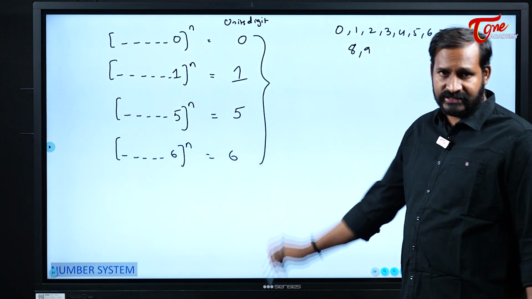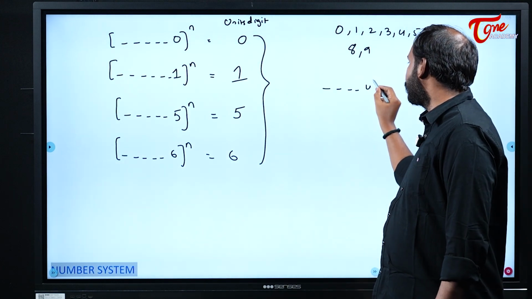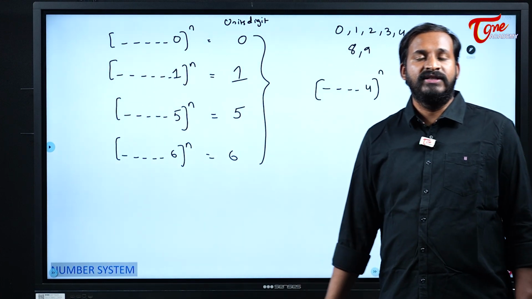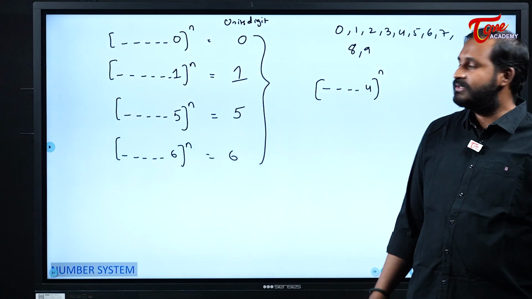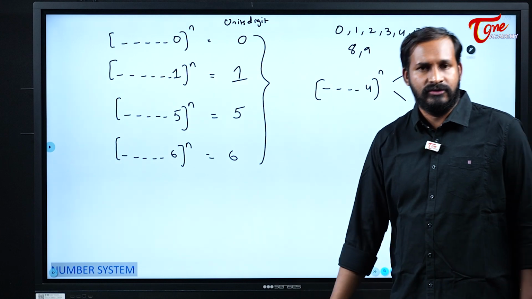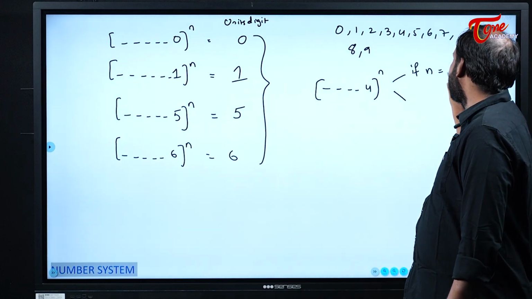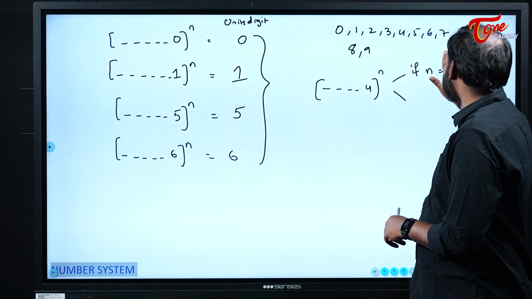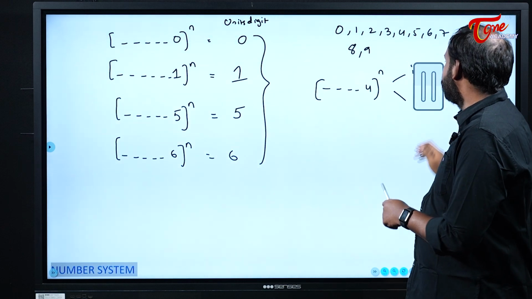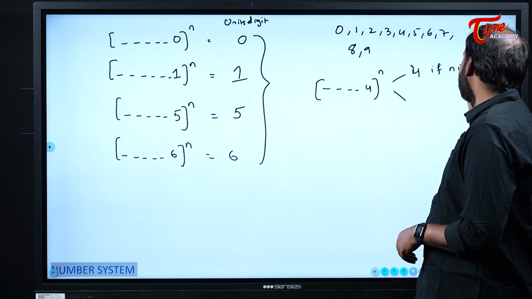Now see here, in these 6 digits, let us look at the number which ends with 4. Any number which ends with digit 4, here we will have 2 chances. What are those 2 chances? It depends on n. If n is odd, its units digit becomes 4.